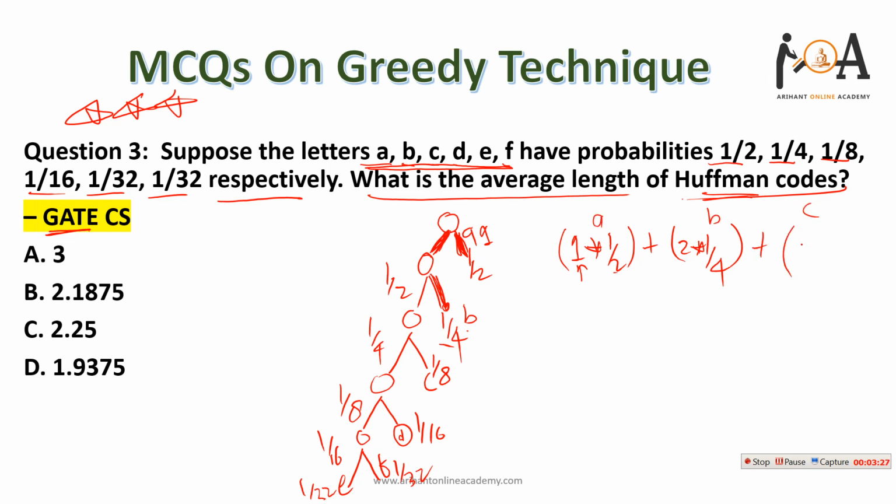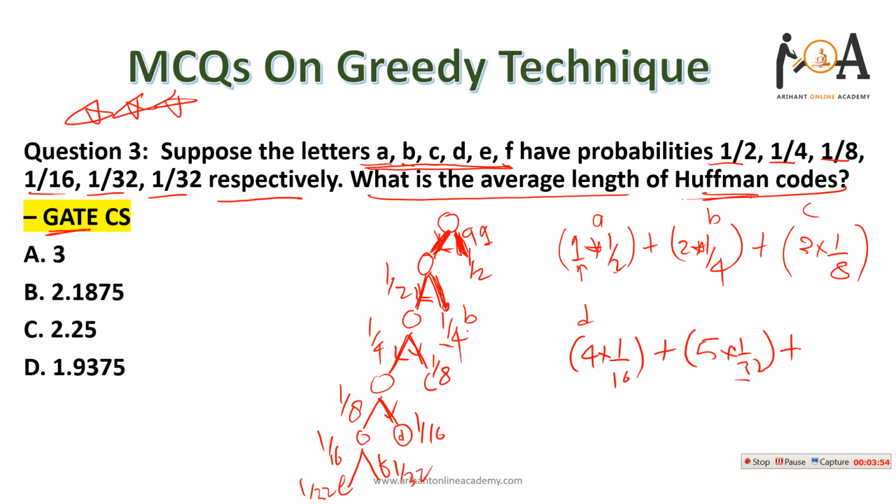Similarly for C, I can write it 3 into 1 by 8, because 1, 2 and 3. For D, I need to travel 1, 2, 3 and 4. So for letter D, 4 into 1 by 16, plus for letter E, 5 into 1 by 32, and for letter F, similarly 5 into 1 by 32, because for letter E 1, 2, 3, 4, 5, and for letter F 1, 2, 3, 4, 5.